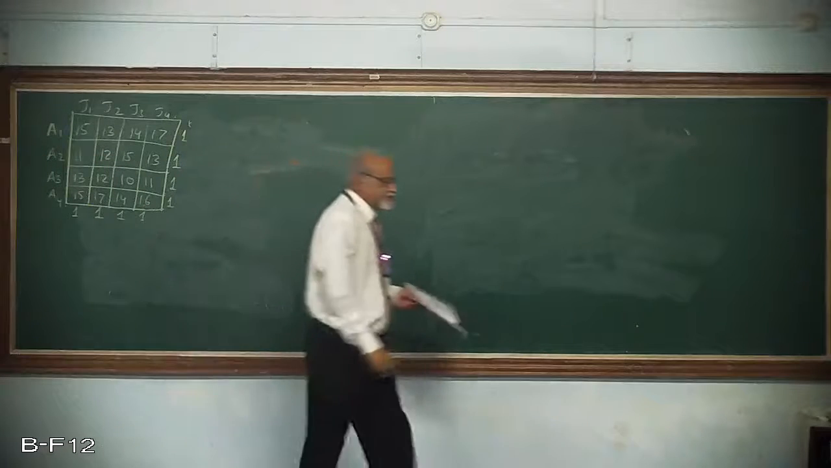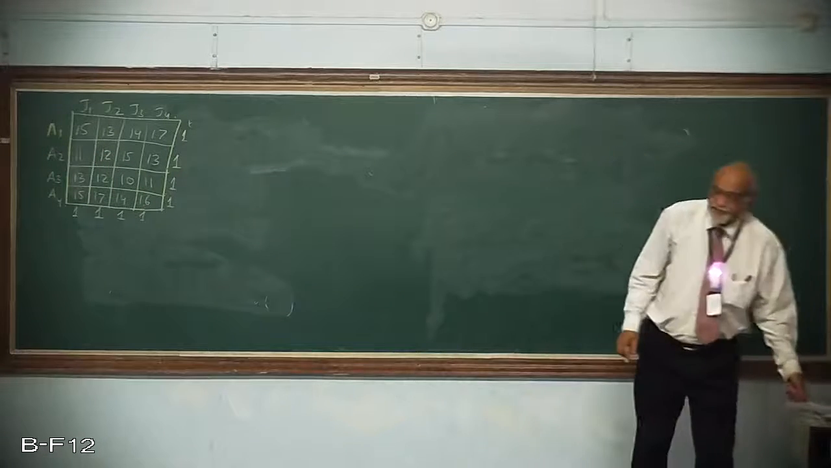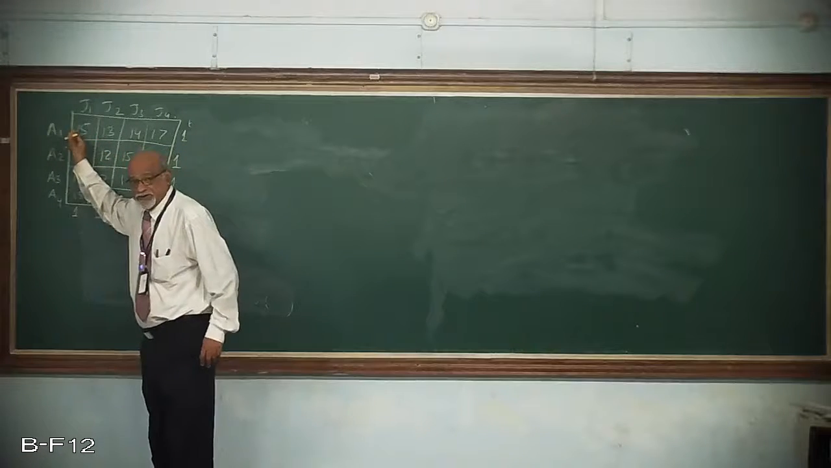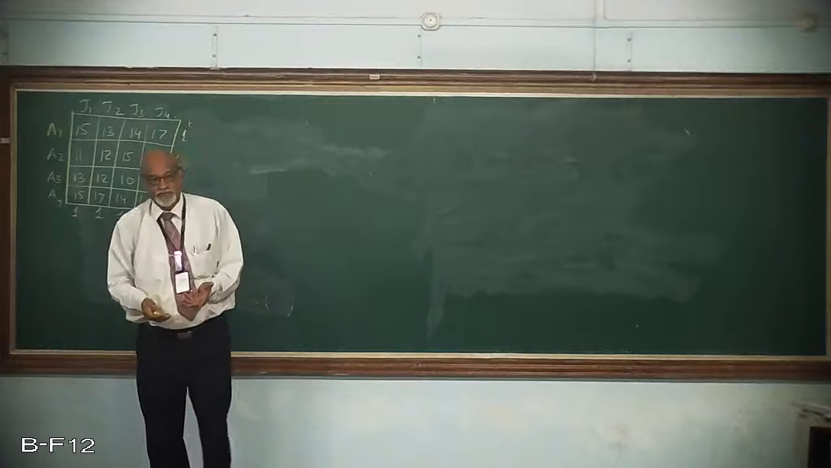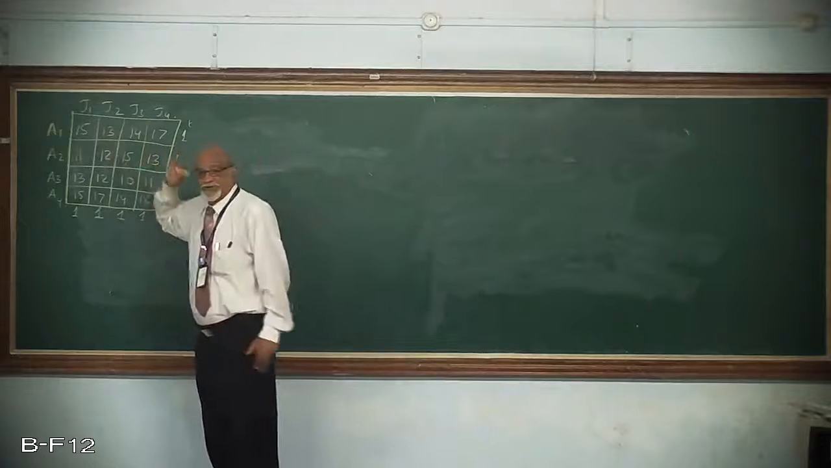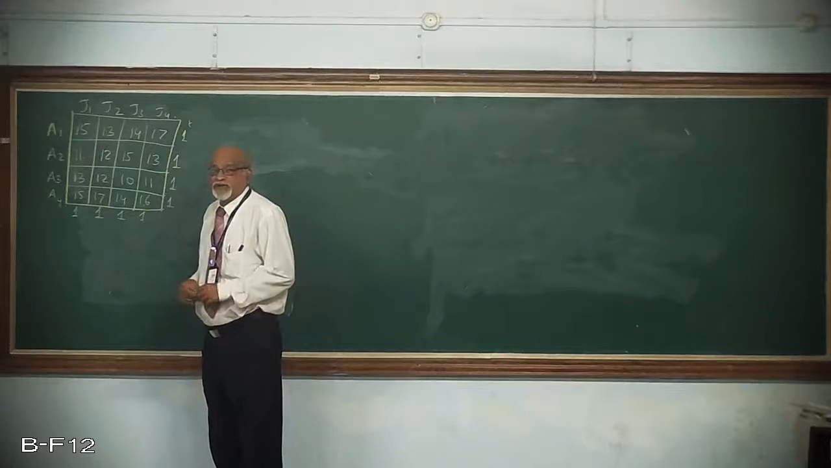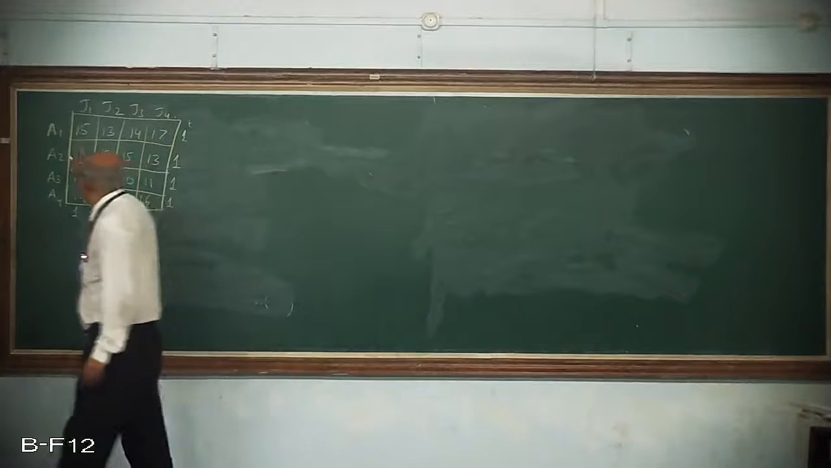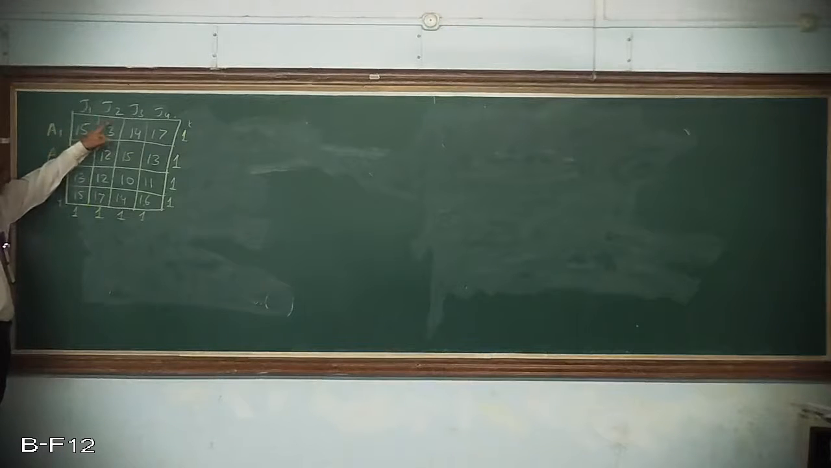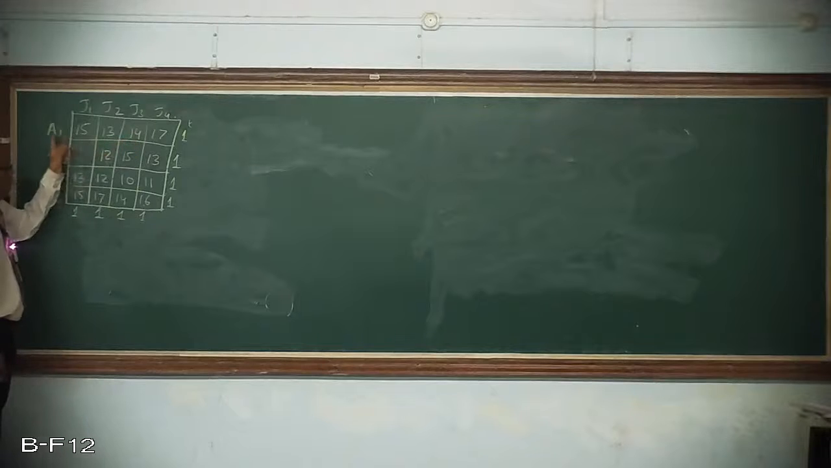What are these things? It might be the amount, maybe expressed in rupees, or it might be time as well. Don't get confused. It is effectiveness, that is what it gives. For example, if I consider assigning job 1 to A1, it costs 15 rupees. And J2 to A1, 13 rupees. J3 to A1, 14. J4 to A1, 17.